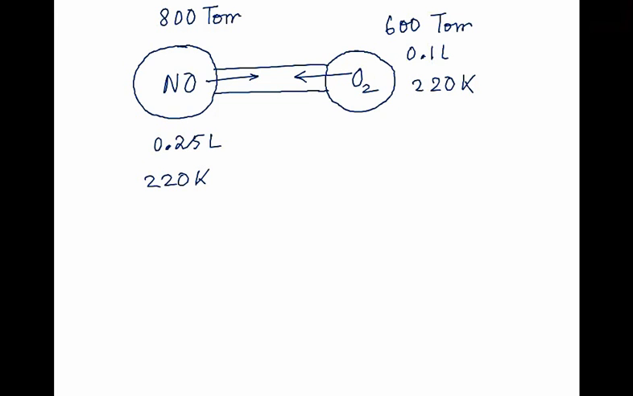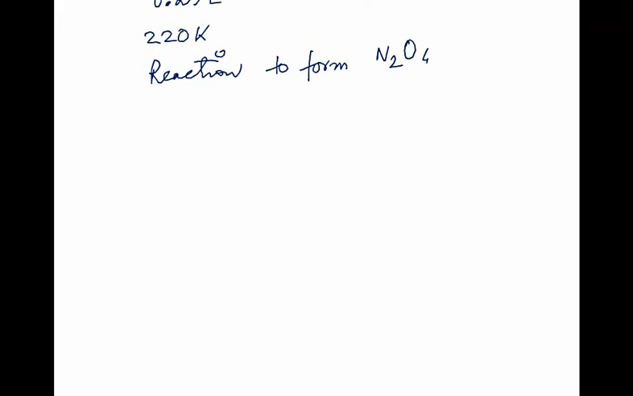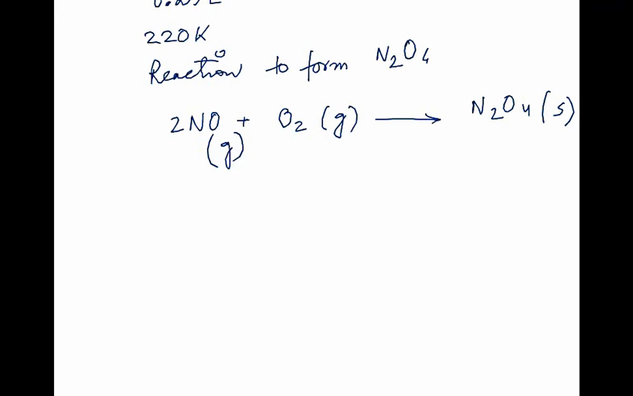So what is the reaction to form N2O4? We have to write down first the reaction to form N2O4. The reaction is something like this: 2NO plus O2, both gases, gives rise to N2O4, which is a solid. Stoichiometrically, 1 mole of oxygen will react with 2 moles of nitric oxide in order to give 1 mole of N2O4.